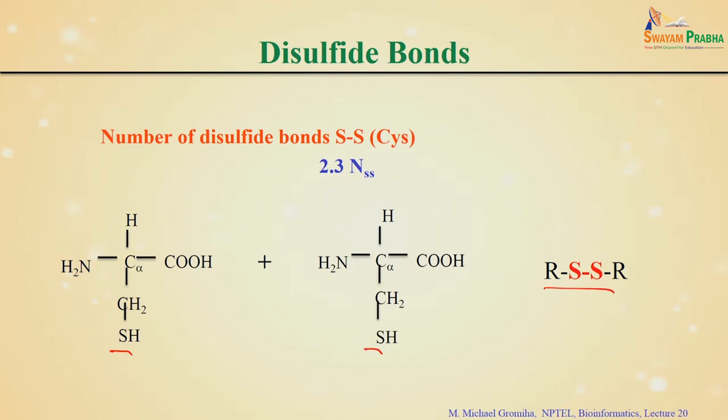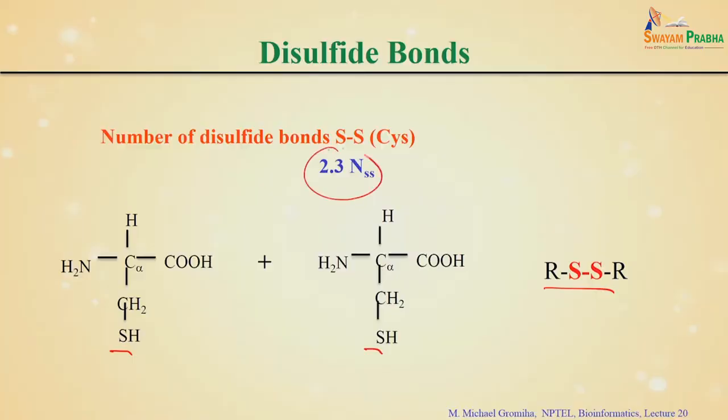If you look at site-directed mutation experiments, for example, if you mutate a cysteine to another residue and the cysteine makes disulfide bonds, then how much energy is lost, the change in free energy. Or if you replace any amino acid with cysteine and that cysteine makes a disulfide bond, how much energy can you gain? This is about 2 to 5 kcal per mole, depending upon the location and the environment. Approximately we can take this as 2.3 kcal per mole for each disulfide bond.